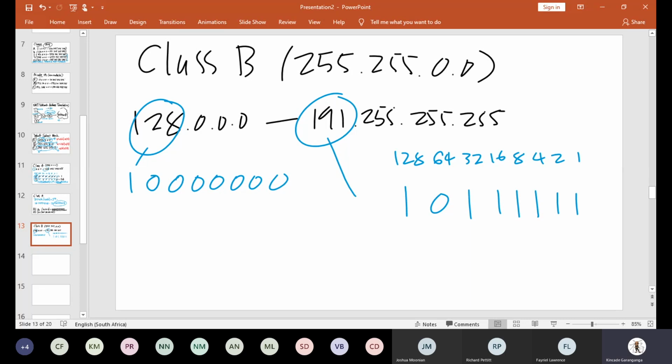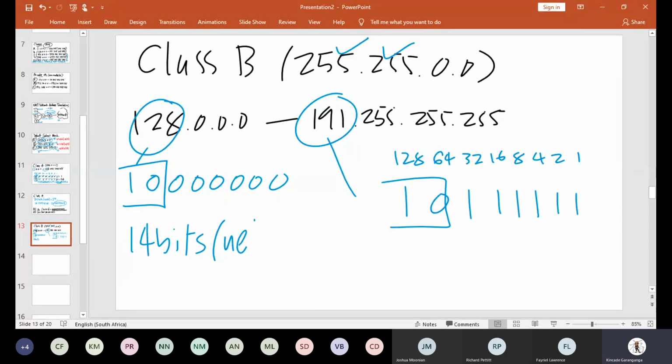So if you look at our numbers again, 128 and 191 in binary, which numbers never change as far as that is concerned? Our first 2 digits there, as you can see, our first 2 digits typically stay the same. So now what it means as far as class B is concerned, instead of having those 16 bits, which is your 8 plus 8 there, we actually have 16 minus 2, because we've got those 2 bits that never change. So we now have 14 bits that represent the network. All right, so 14 bits, that's your network.